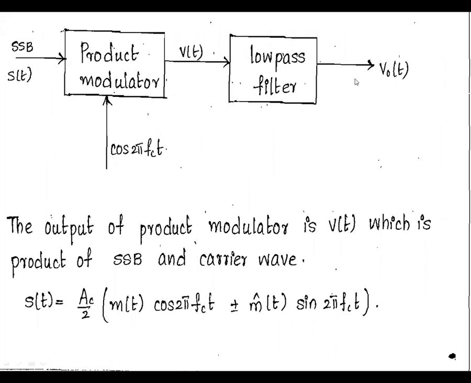So this is the block diagram: V of t signal and V naught of t signal. V naught of t signal is the output of the low pass filter. The low pass filter allows the low frequency. The low frequency is the AC M of t by 4 signal.